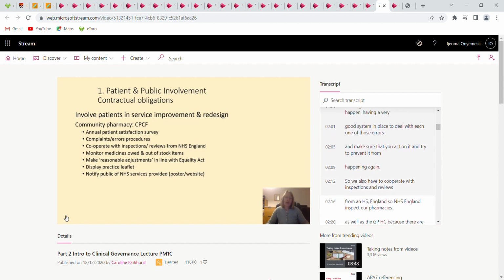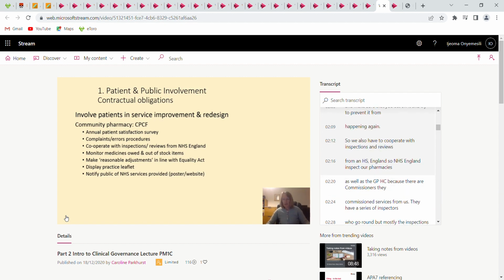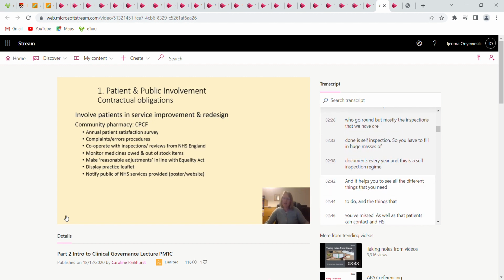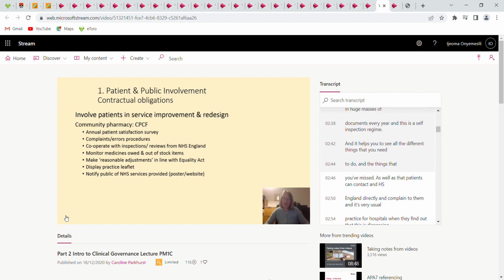So we also have to cooperate with inspections and reviews from NHS England. So NHS England inspect our pharmacies as well as the GPhC, because they're our commissioners. They commission the services from us. They have a series of inspectors who go around, but mostly the inspections that we have are self-inspection, so you have to fill in huge masses of documents every year, and this is a self-inspection regime, and it helps you to see all the different things that you need to do and the things that you've missed.